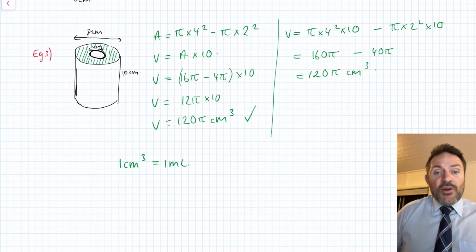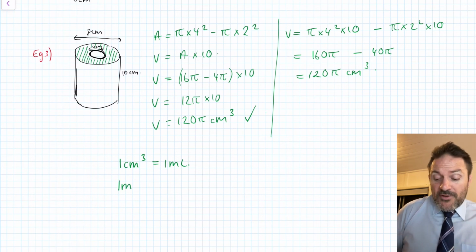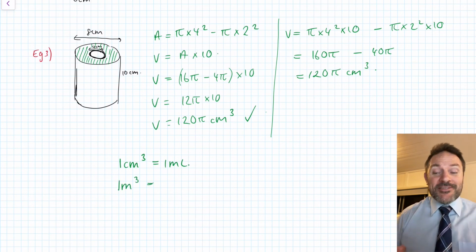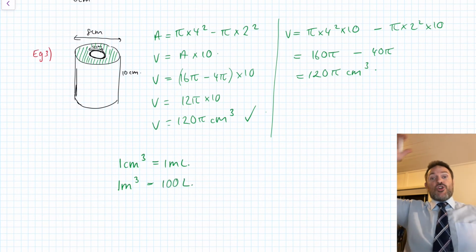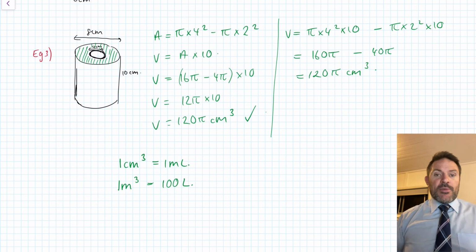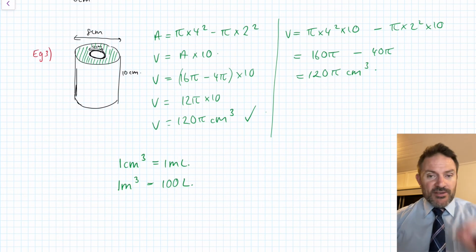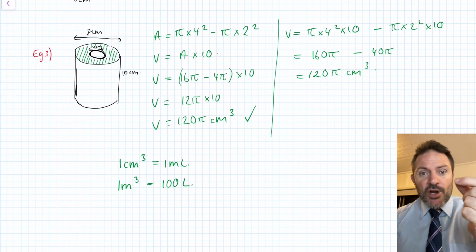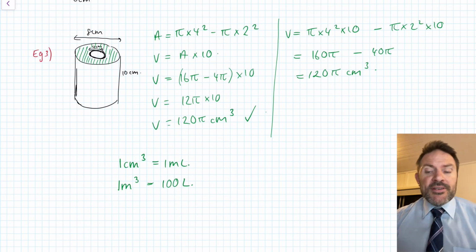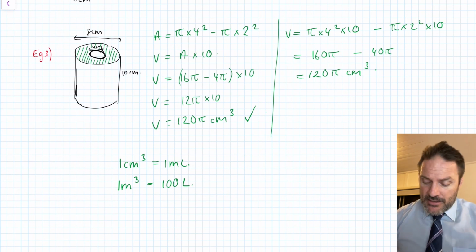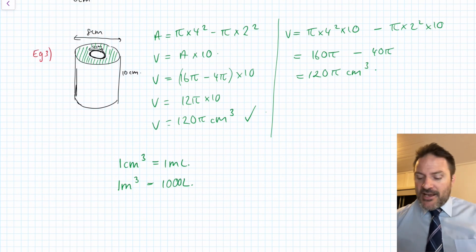If I want to look at 1 meter cubed, I wonder if you can remember what the capacity is of this. It's actually 1,000 liters. Think about a meter cube. It's massive. It fits a huge amount in. It's 1,000 liters, whereas a centimeter cube is like this. So it only fits 1,000,000. So once you know what your volume is, you can then find the capacity as needed.